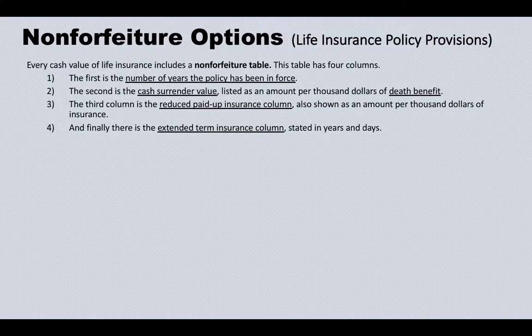The final one is the extended term insurance column. So basically, we talked about the three options: cash surrender value, reduced paid-up insurance, and extended term insurance. The table tells you, hey, we list the three options here, you can think about it. Let's see an example.